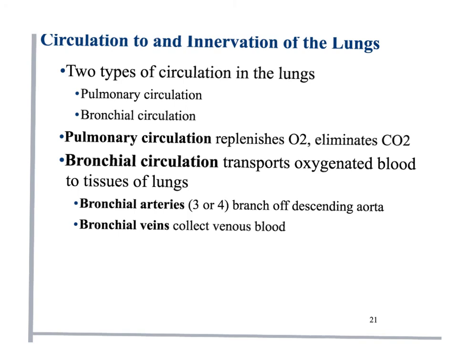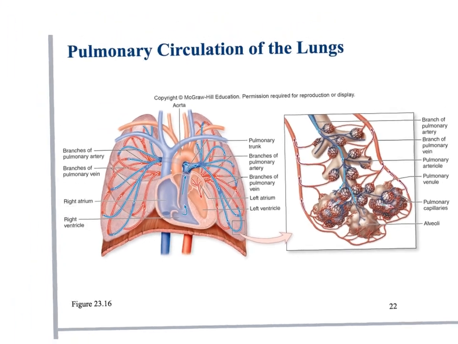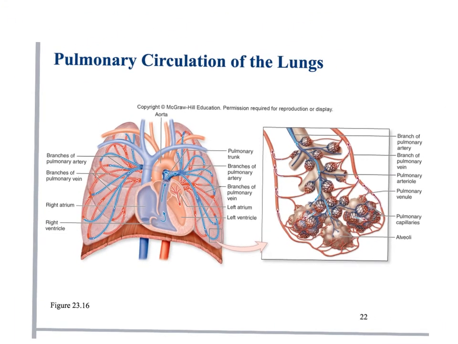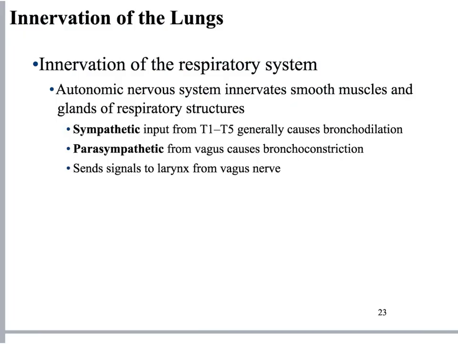But the bronchial circulation provides nutrients and oxygen support for the tissues of the lungs. It does not provide external gas exchange with the external air. Okay? So here's the pulmonary circulation, right? Pulmonary artery where it branches back. Your deoxygenated blood goes out and then comes back from gas exchange being oxygenated.